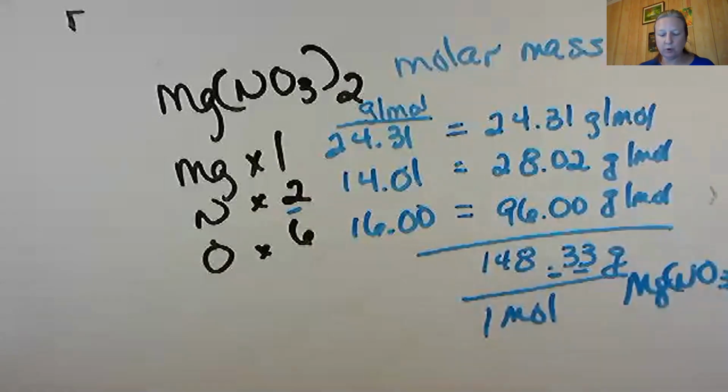Okay, so you get a molar mass of a molecule or compound by adding up the constituents. Just make sure you don't forget to multiply your subscript outside of parentheses by everything within the parentheses, or your answer will be wrong.